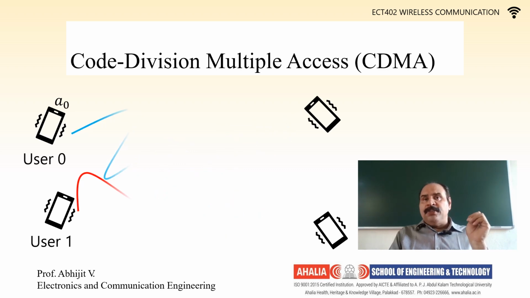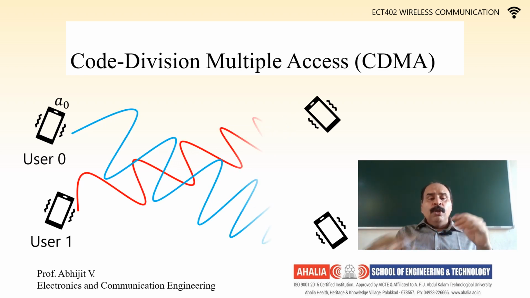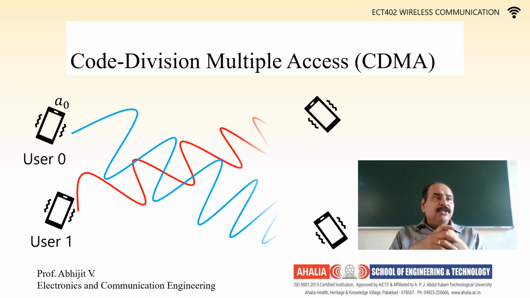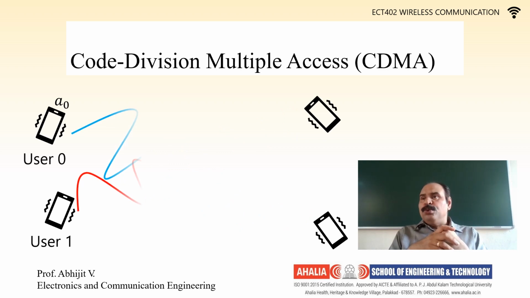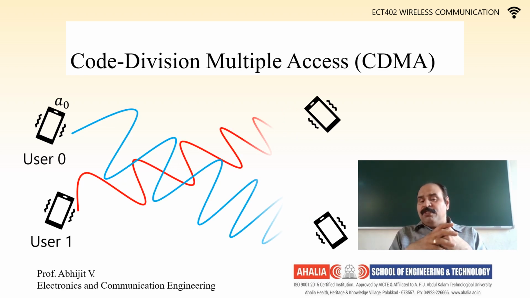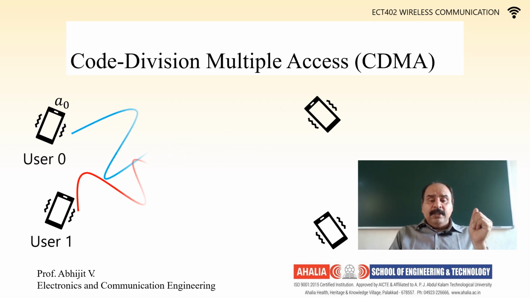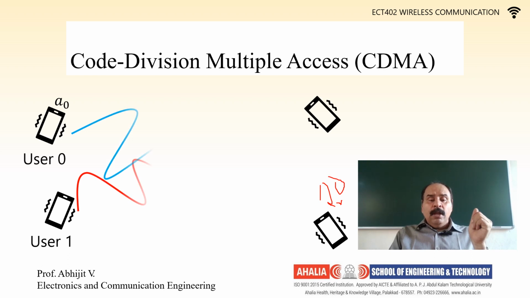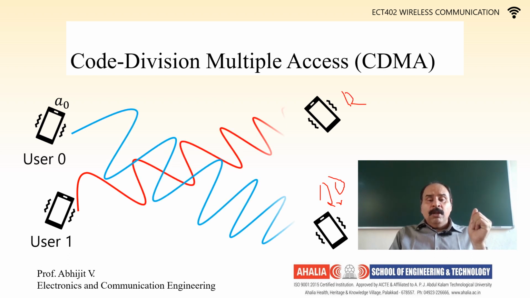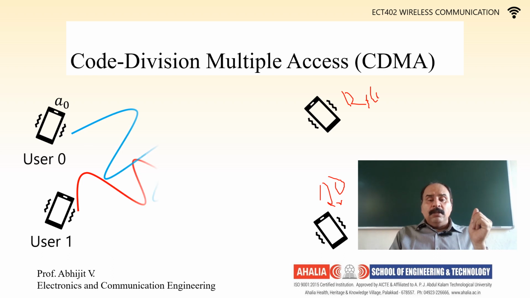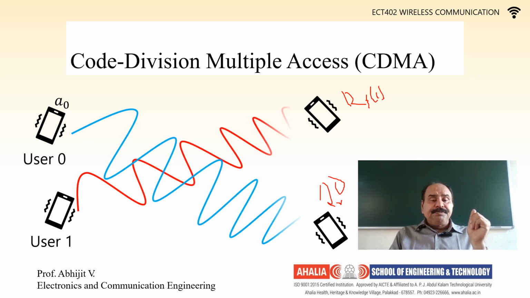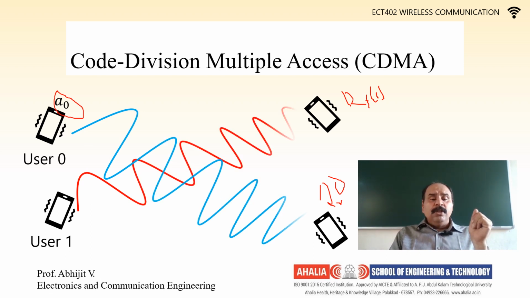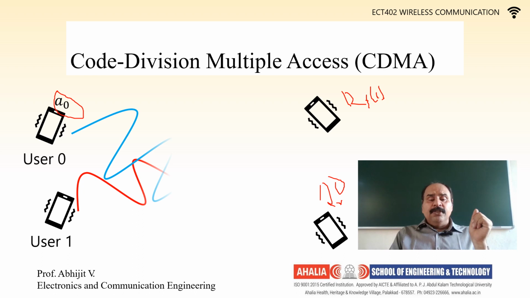Let A0 be the signal that user 0 has to transmit to his receiver. Each user has his own receiver. Let us imagine that this is the receiver for user 0 and this is the receiver for user 1. So A0 is the signal that user 0 wants to transmit to his receiver.